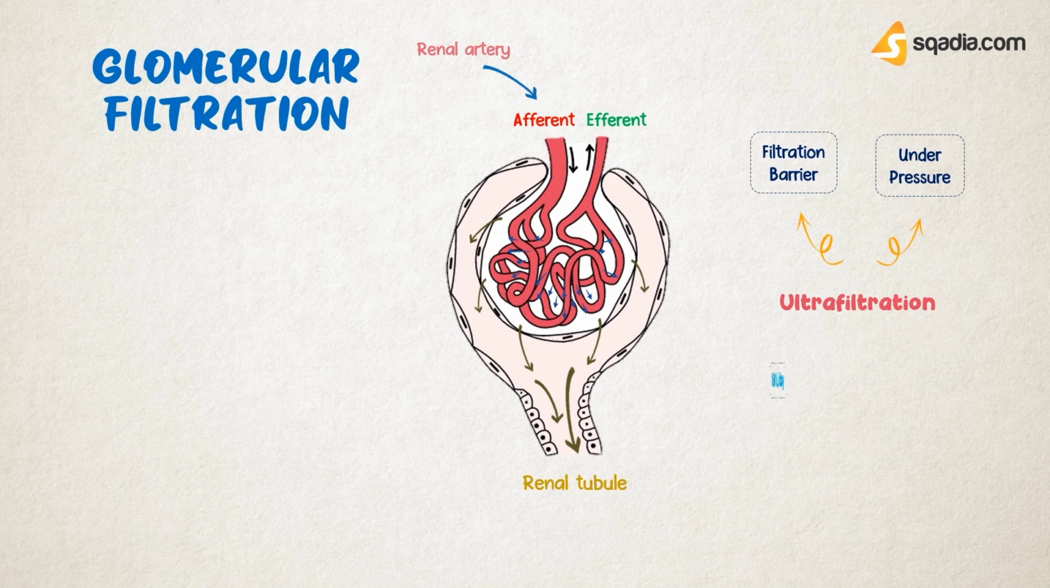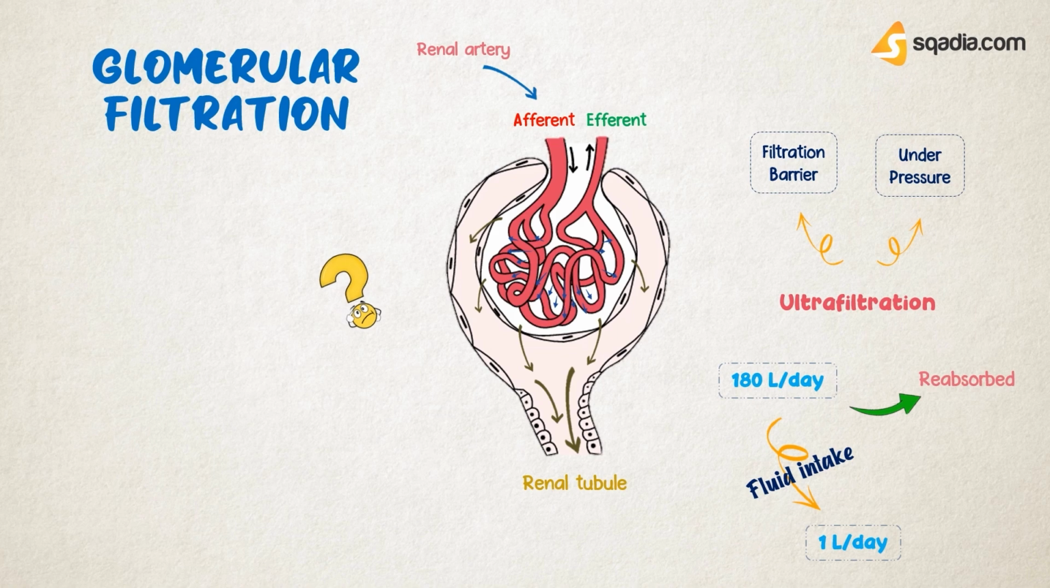Now about 180 liters of fluid are filtered through the glomerular capillaries into the Bowman's capsule every day. But most of this filtrate is reabsorbed, leaving behind only 1 liter of fluid to be excreted each day in the form of urine. Although this renal fluid excretion rate is highly variable because it depends upon the fluid intake.